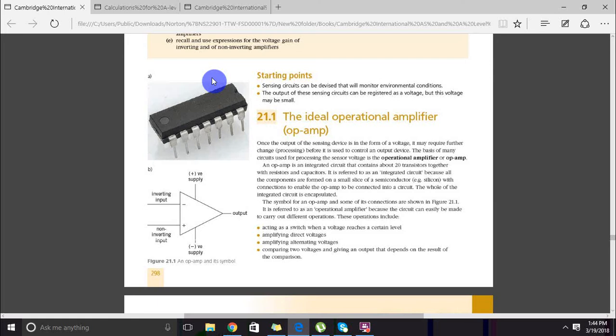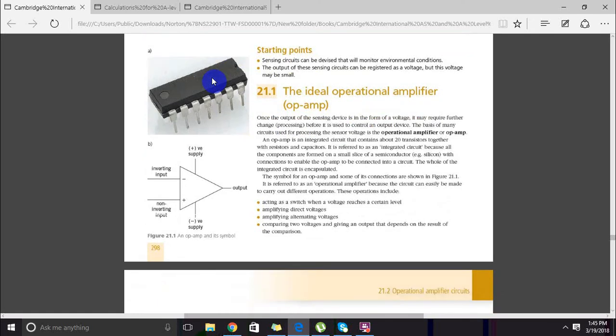It processes sensor voltage. So if you're making notes, I'd suggest you write it down. For the processing of sensor voltage, that is the voltage signal from a sensing device to which the op-amp is connected. So there are a lot of different examples of various machinery that makes use of an op-amp for this purpose.